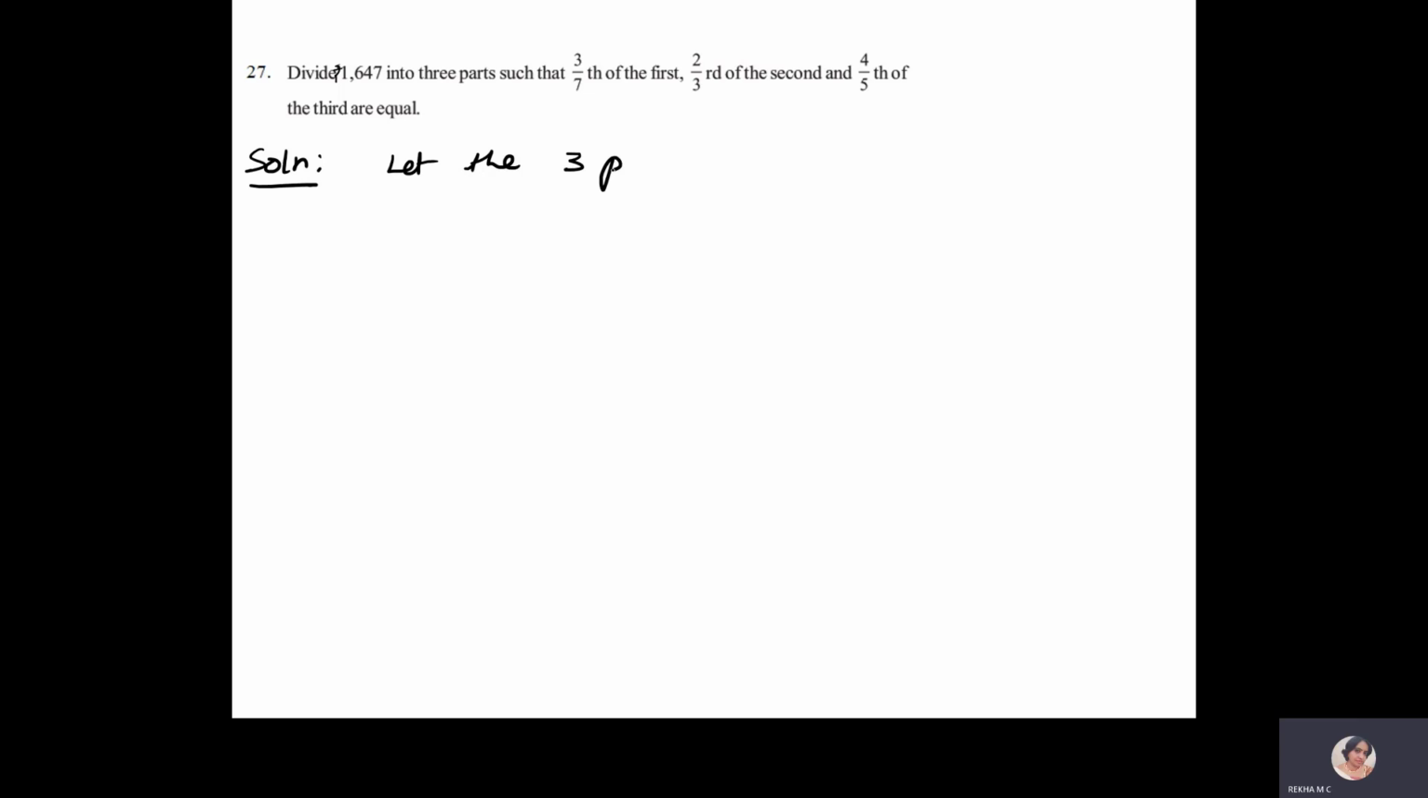Let the 3 parts be A, B and C. Given 3 by 7 of A is equal to 2 by 3 of B. A by B is equal to, cross multiply, 7 into 2, 14 by 9. Therefore, A is to B is equal to 14 is to 9.